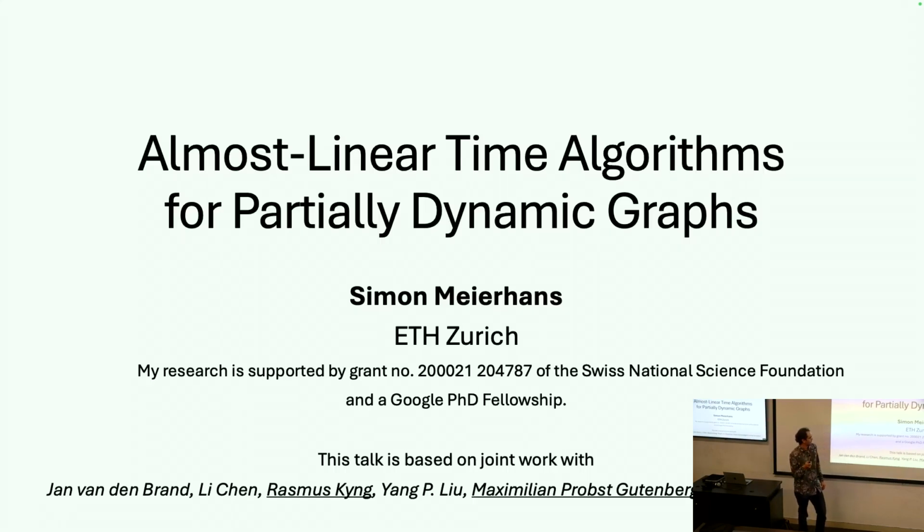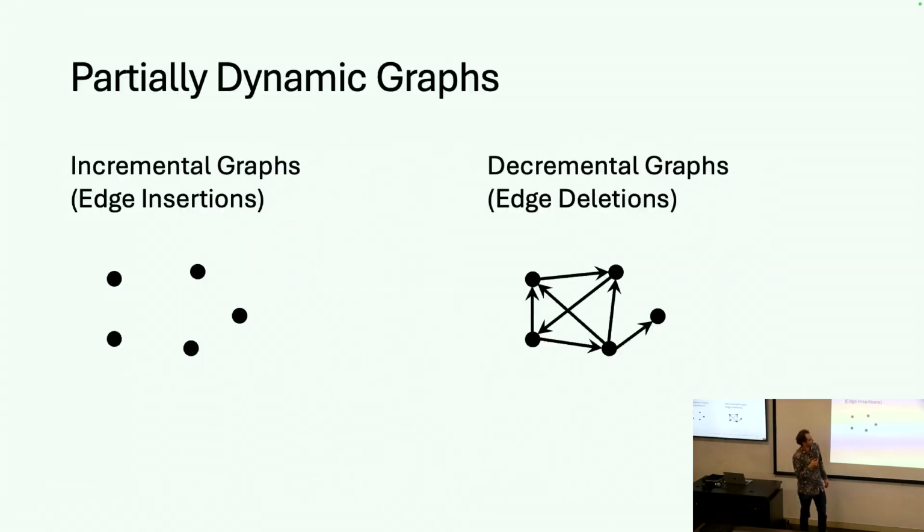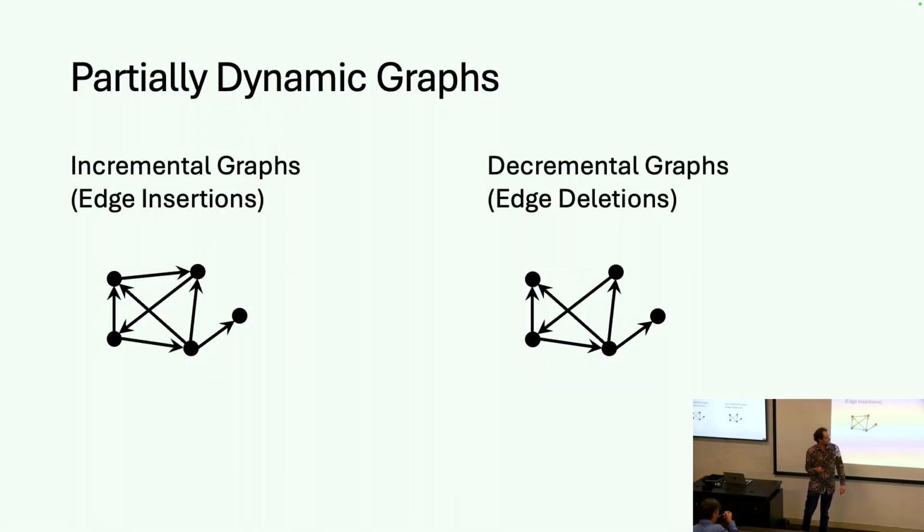So let's jump in and define what a partially dynamic graph is. A fully dynamic graph, for the purpose of this talk, you can think of as a graph that gets both edge insertions and deletions, whereas a partially dynamic graph is one of two graphs: either an incremental graph, a graph that only gets edge insertions, or a decremental graph, a graph that only gets edge deletions as time goes on.